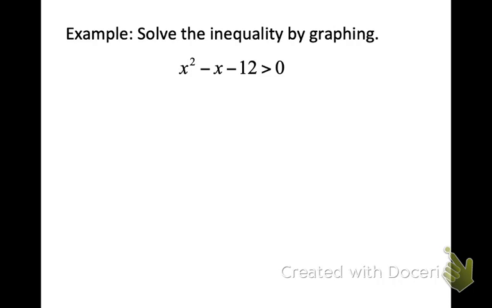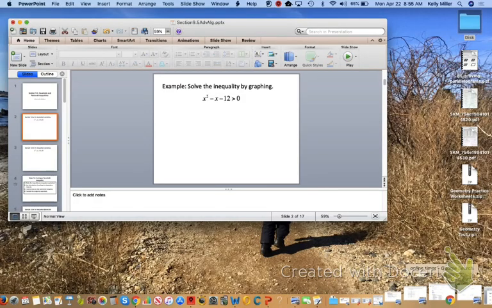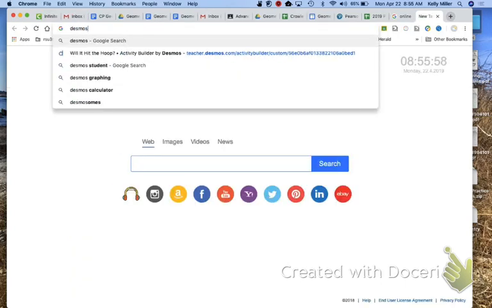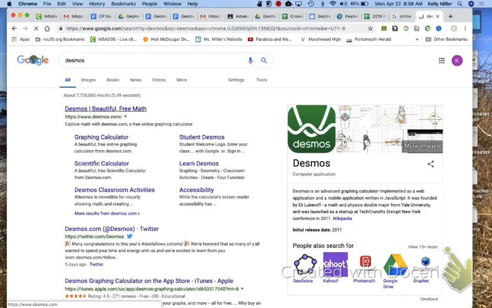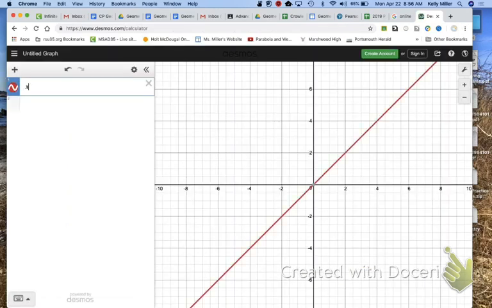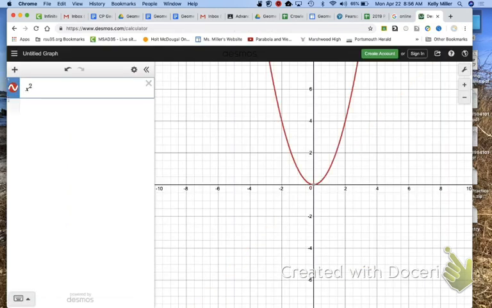Okay, so now let's think back to solving quadratic equations. So just pause for a second for your notes. I'm going to pop Desmos up here. If I use Desmos really quickly to graph this, what was it? X squared minus x minus 12.